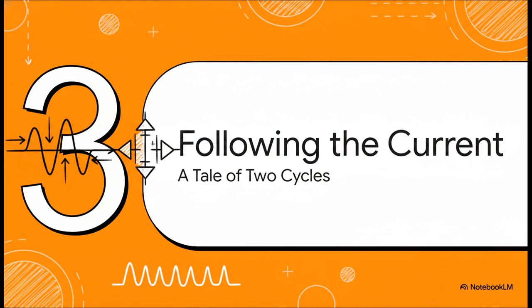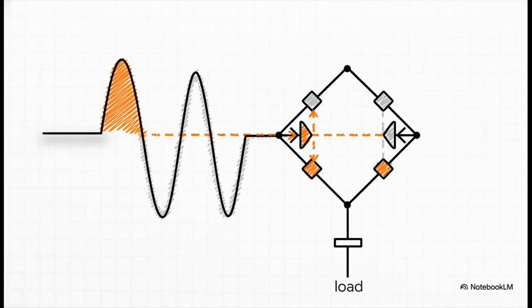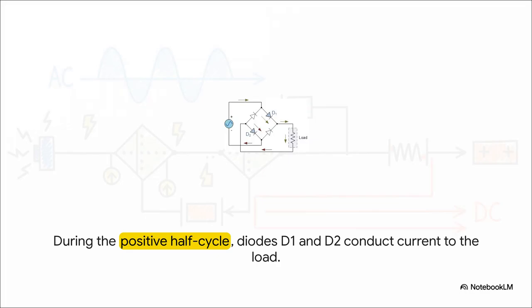All right, so we've got our AC wave, right, with its positive half and its negative half. What happens when that wave hits this setup of 4 one-way gates? Let's trace the path of the current. Okay, let's start with the positive half cycle of the AC wave. Okay, so during this positive pulse, watch where the current goes.